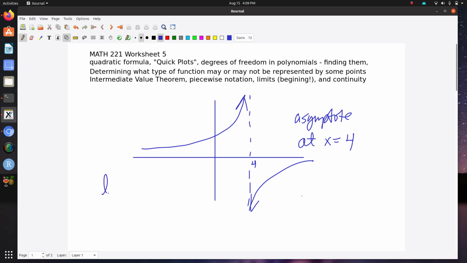In this case, the limit of f of x as x approaches 4 from the positive side is negative infinity, and the limit of f of x as x approaches 4 from the negative side is equal to positive infinity. So that would be the kind of notation we are looking at.